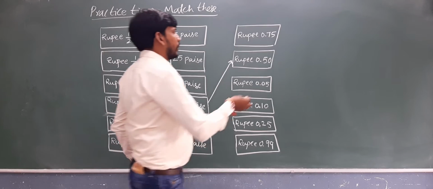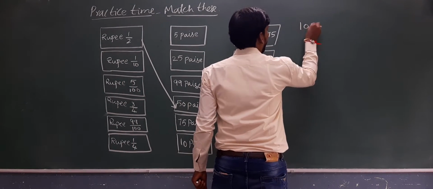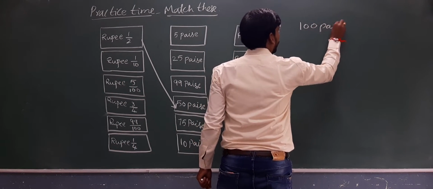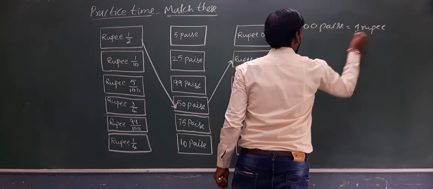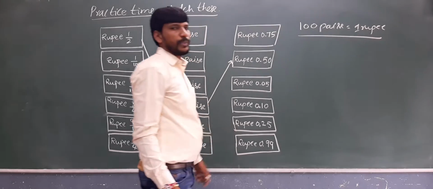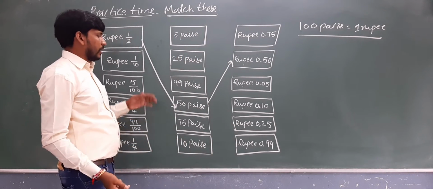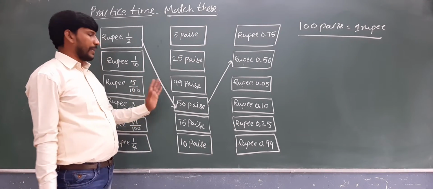Already I told you 100 paisa. 100 paisa is equal to how many rupees? It is 1 rupee. Clear? So based on that, we are going to match rupee and paisa.